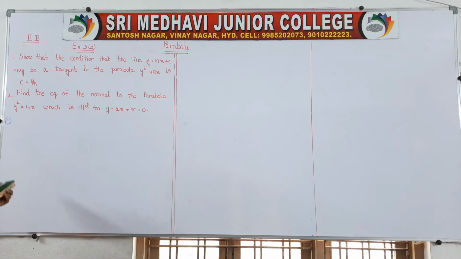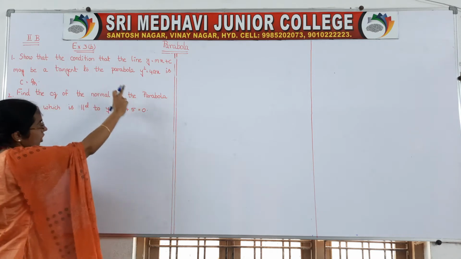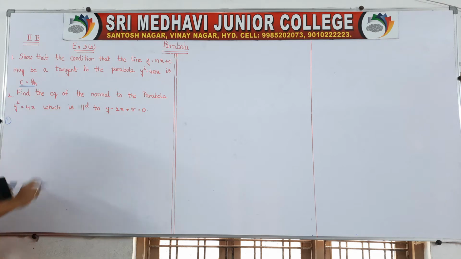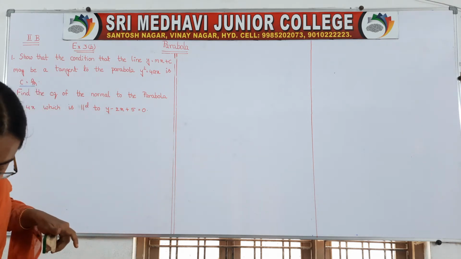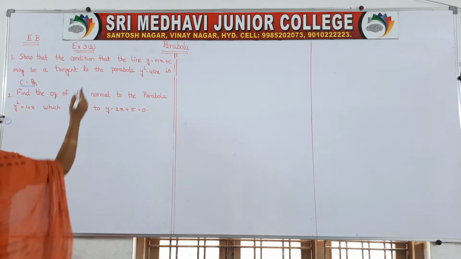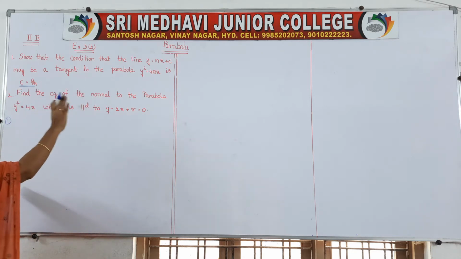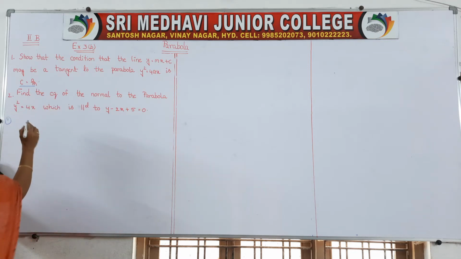Show that the condition that the line y is equal to mx plus c may be a tangent to the parabola y square is equal to 4ax is c is equal to a by m. So, how will we take this problem? First, show that the condition that the line may be a tangent. So we'll take that as tangent, right?